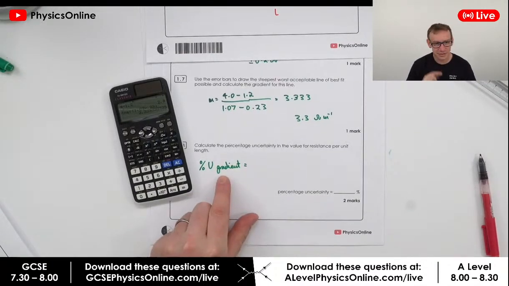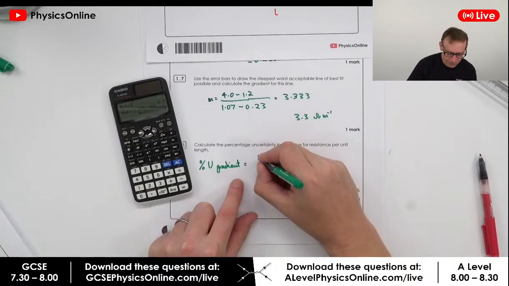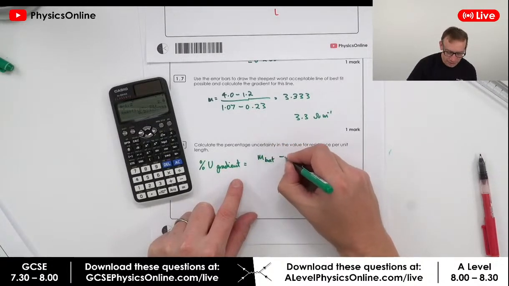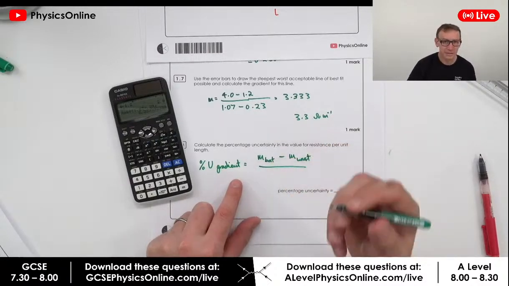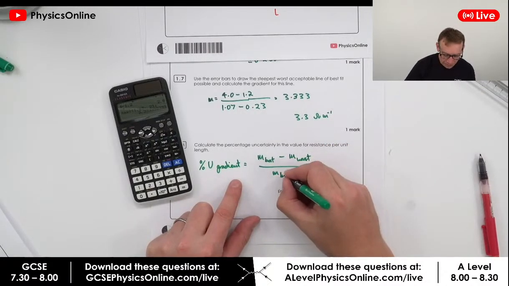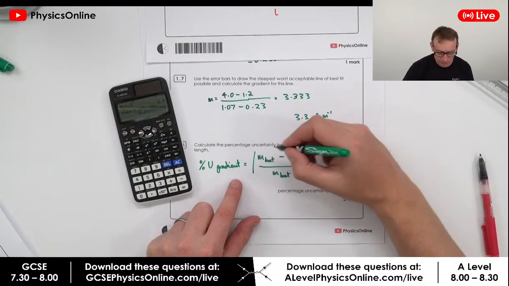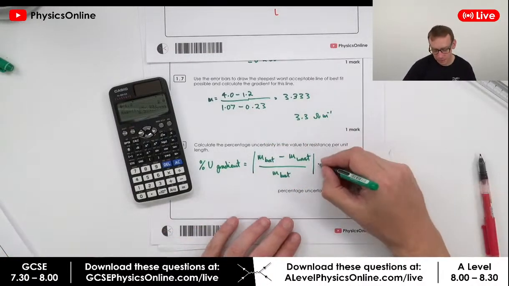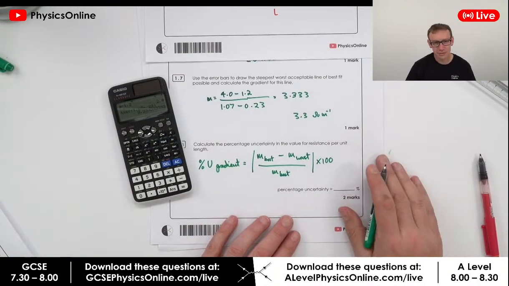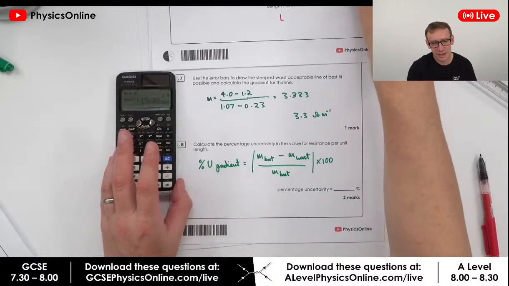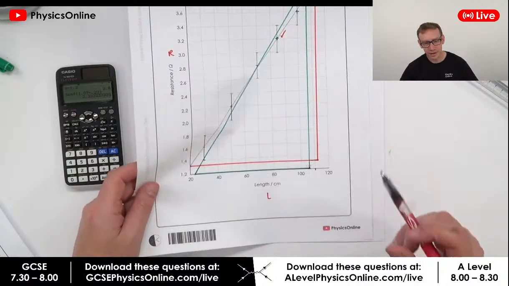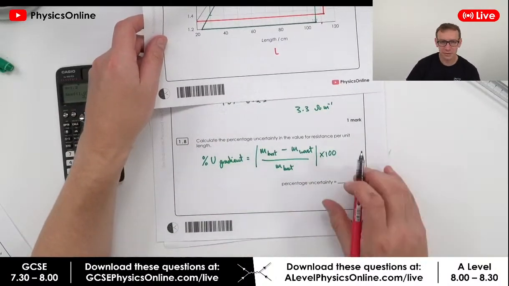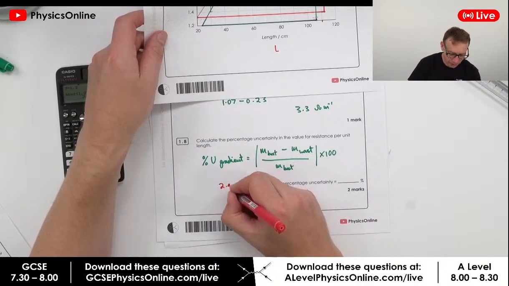Right, the percentage uncertainty in the gradient is going to be equal to the gradient of the line of best fit, take away the gradient of the worst acceptable line, divided by the gradient of the line of best fit. We're going to take the modulus of that, so it's a positive value that we want, and we're going to multiply that by 100. So when it comes to the data here, looking at what we had, the gradient of the line of best fit, or the resistance per unit length, was 2.9.